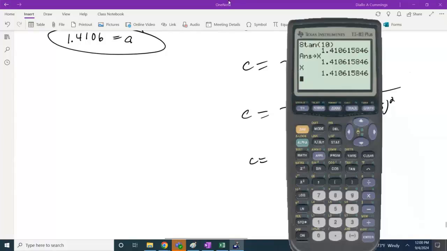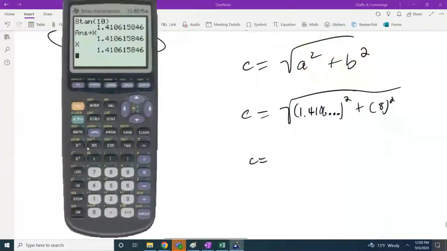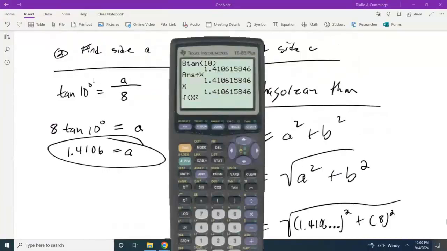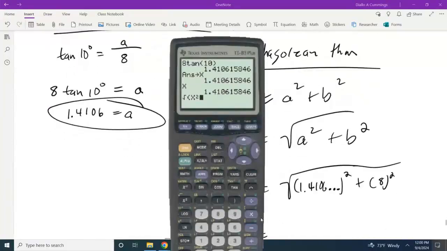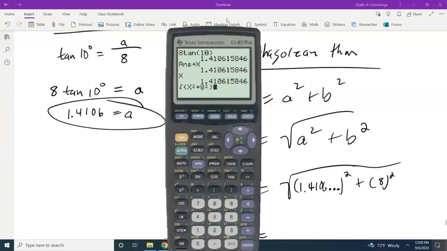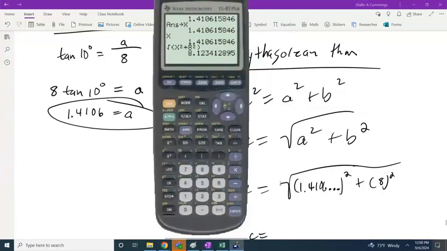In my calculator, I'm going to put in the square root of X squared, so that X is holding that true value for that 8 times the tangent of 10. Okay, storing all of those digits, plus 8 squared, and we should get 8.1234.